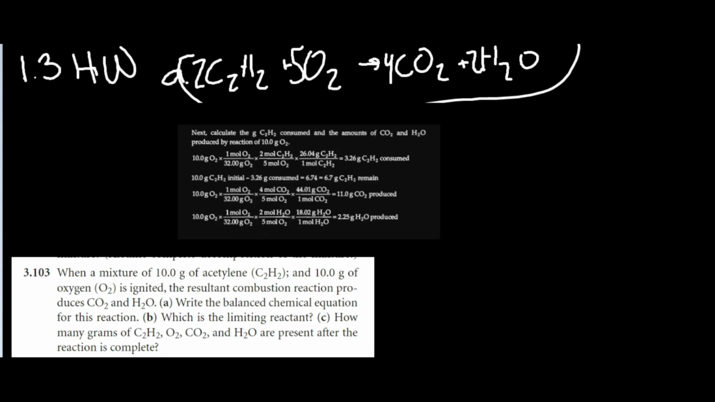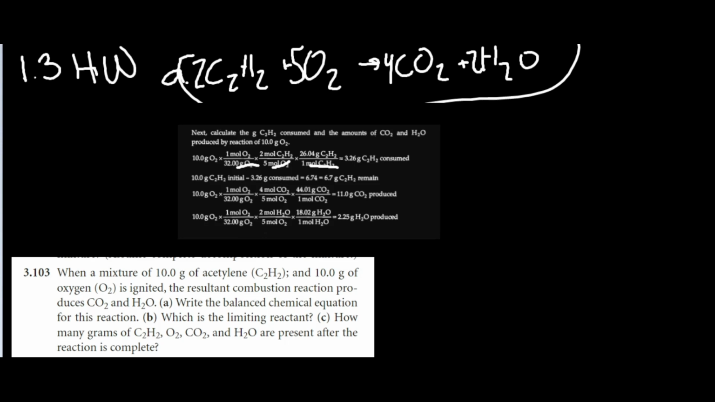So what you're going to want to do is convert your grams of oxygen to grams of acetylene through stoichiometry. I can go over this really quickly. You cancel out grams through molar mass, and then you cancel out moles of oxygen, and then you cancel out moles of acetylene, and you're left with grams of acetylene. And we find that 3.26 grams of acetylene are consumed.